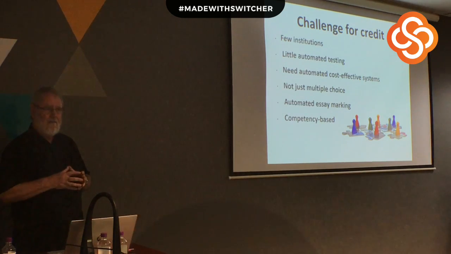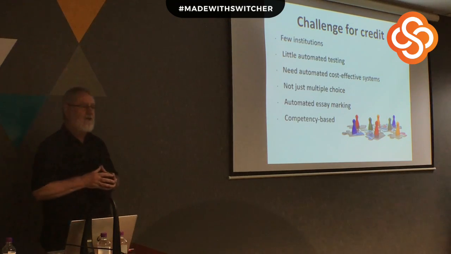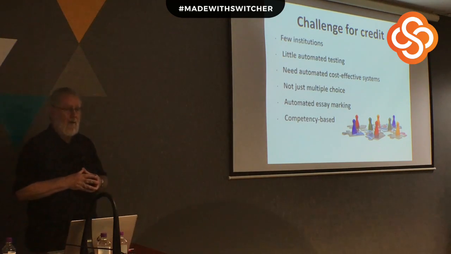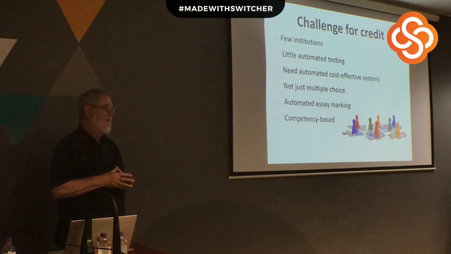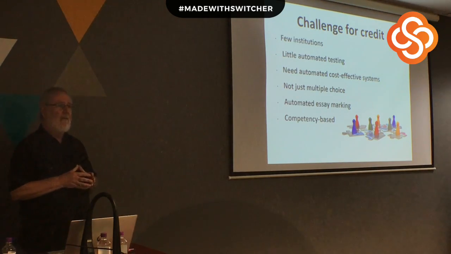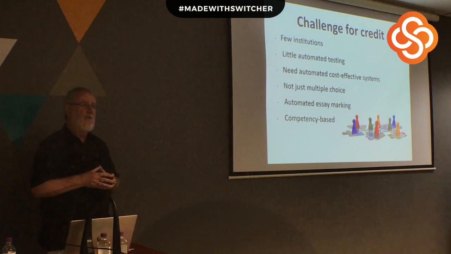There's very little automated testing. We're getting into it in a big way now. We need automated, cost-effective systems. And these automated systems are not just multiple choice. We have automated essay marking, and they're very good. They're probably, at this stage, better than humans in marking essays.